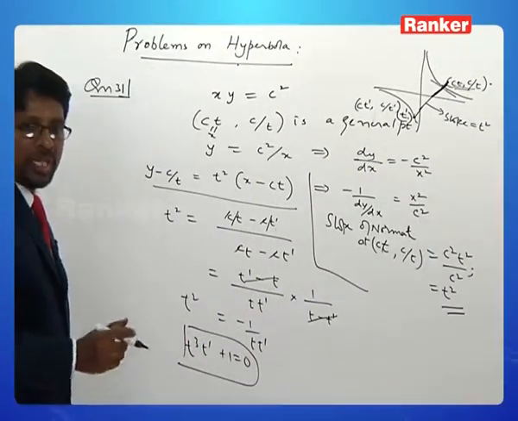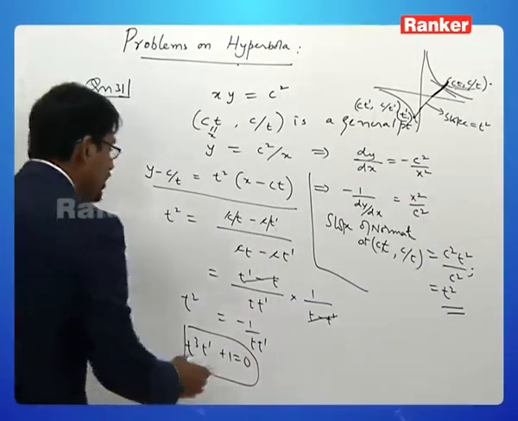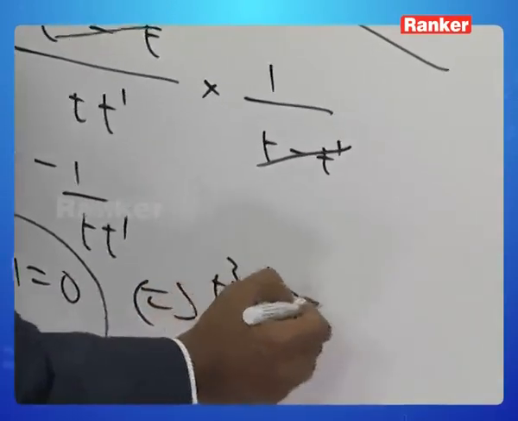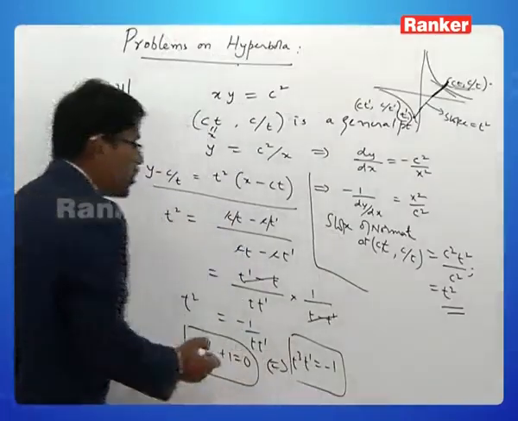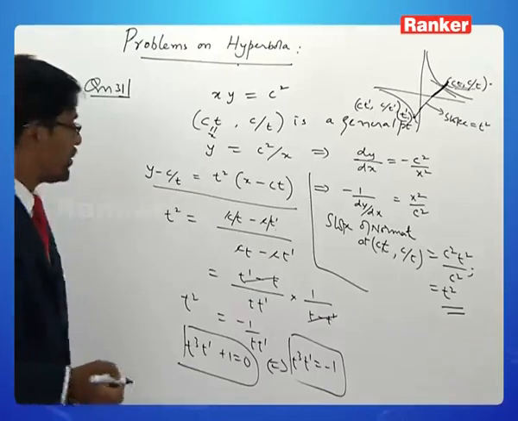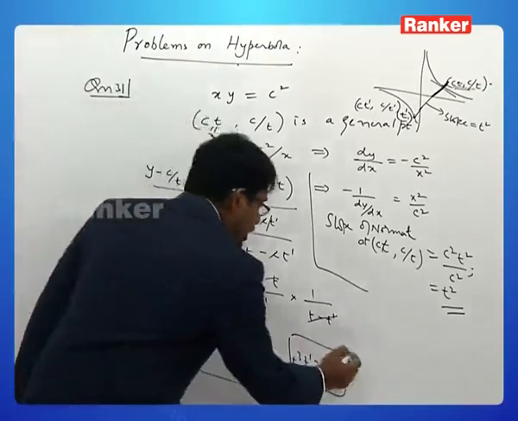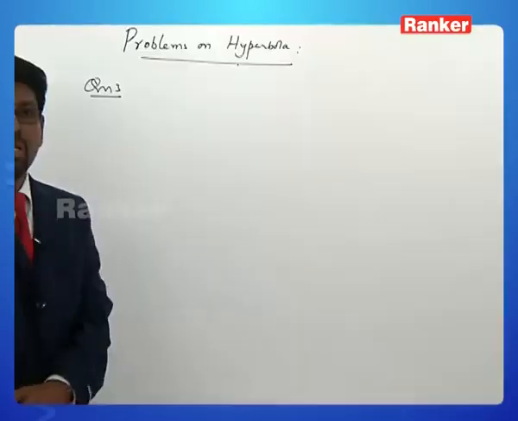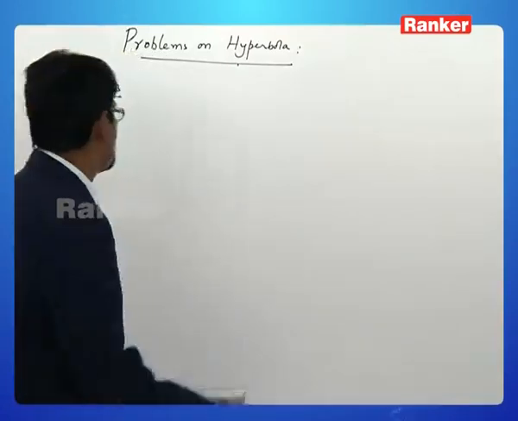So, t cube t dash is equal to minus 1, or in other words is equivalent to saying t cube into t dash is equal to minus 1, which is the option that is containing that. Option 2 is clearly containing that. Option 2 has that answer. Let's move to the next question, question number 32.